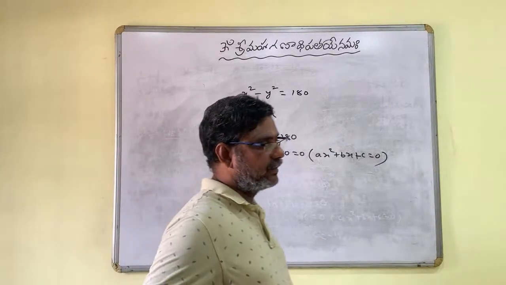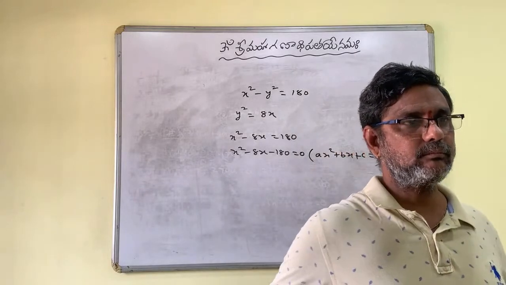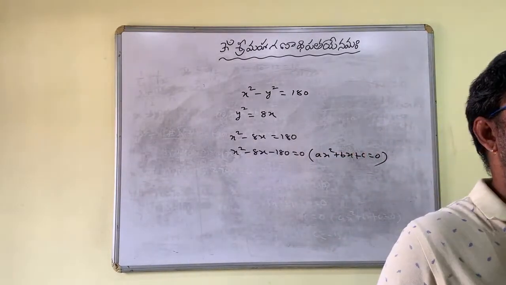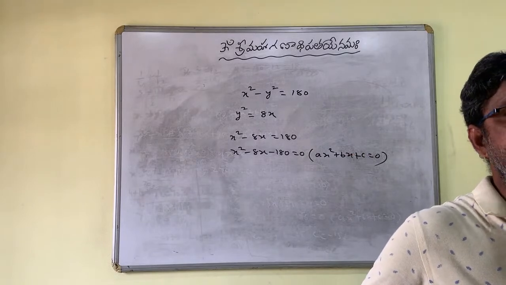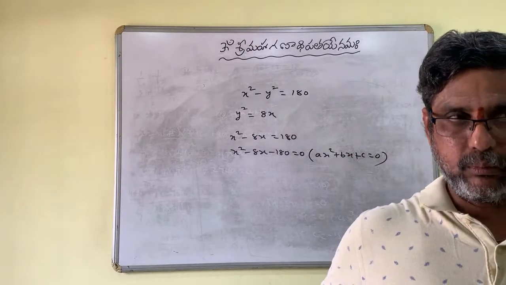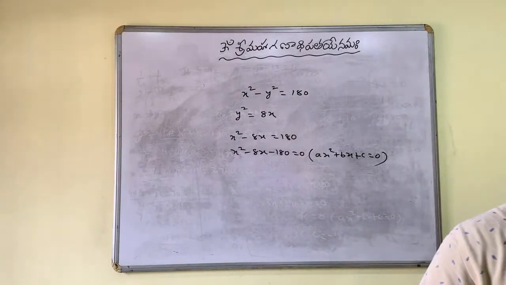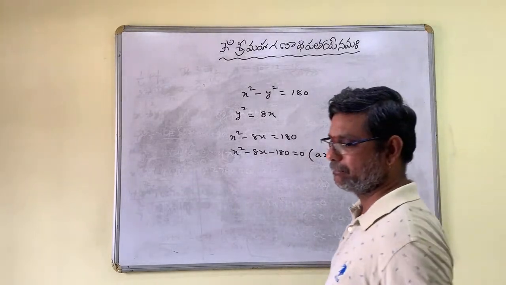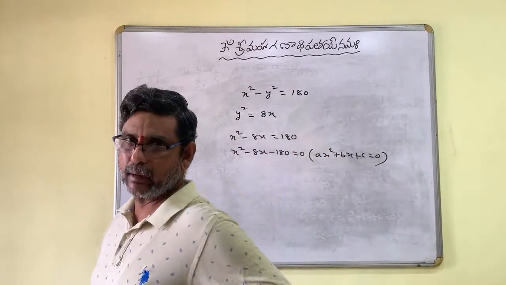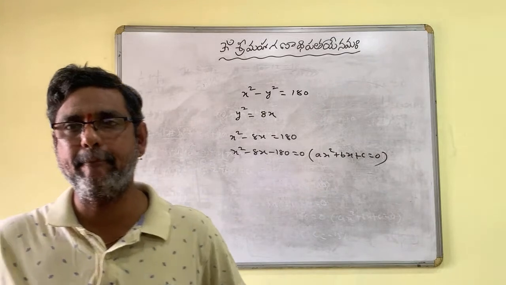It is clearly given that the difference of squares of two numbers is 180. Let the two numbers be x and y. So x square minus y square is given as 180.